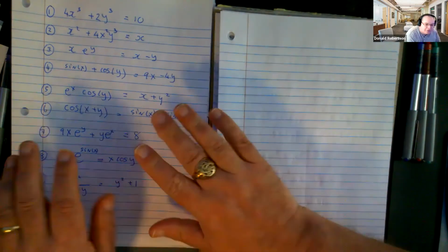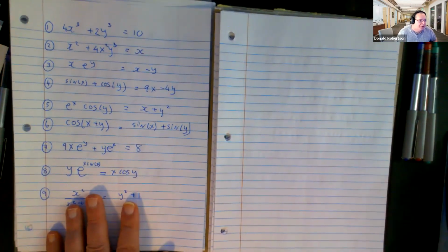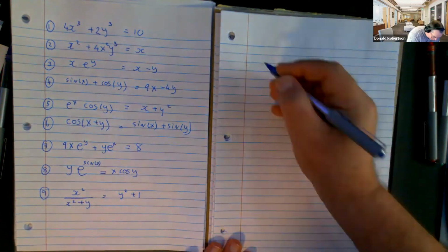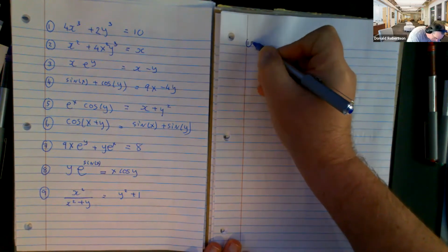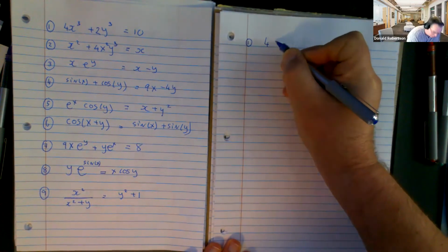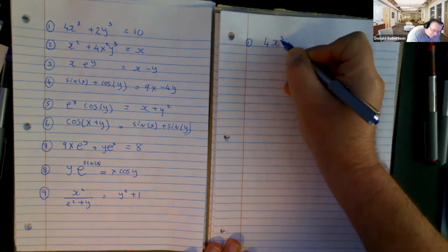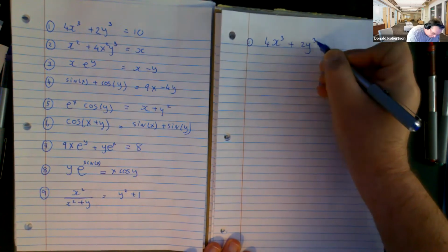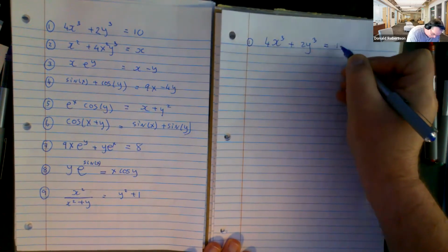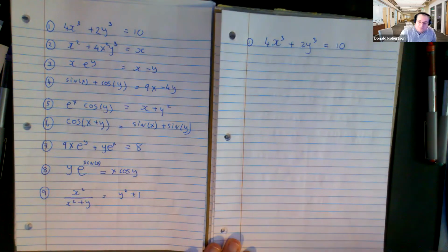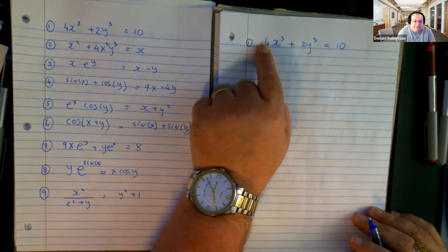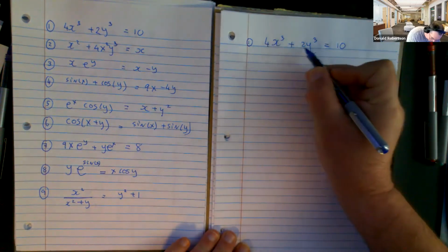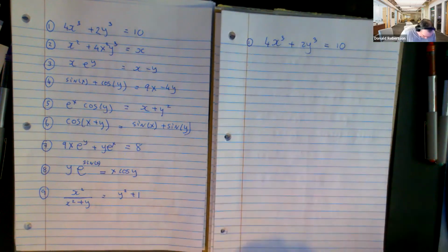So like many things in calculus, the best way to deal with them is to do as many examples as you can. So here is our first implicit expression: 4x cubed plus 2y cubed equals 10. First step, differentiate everything with respect to x.